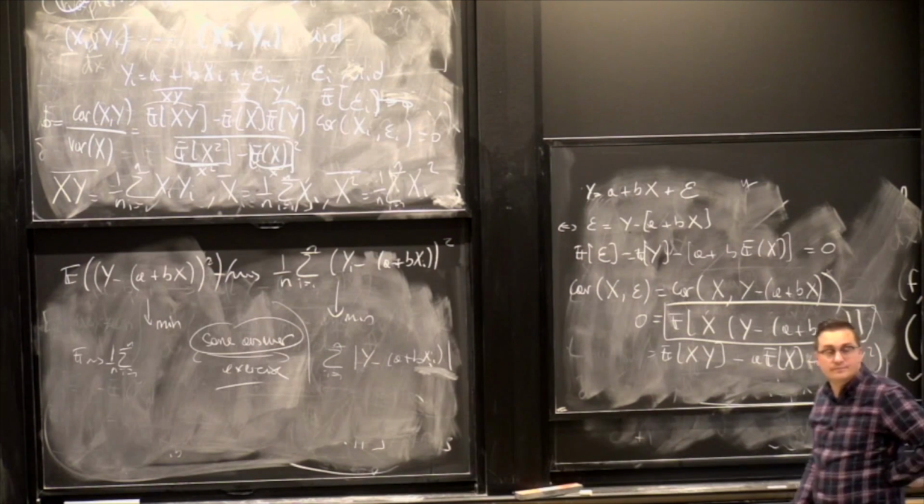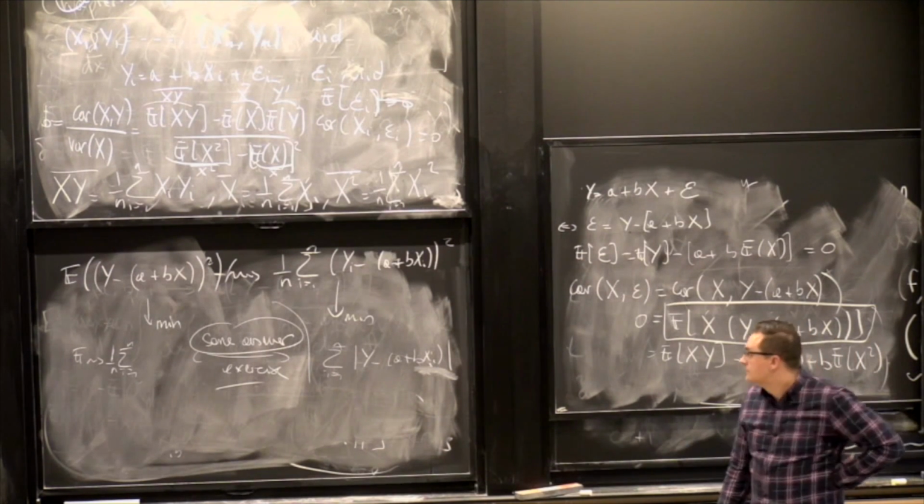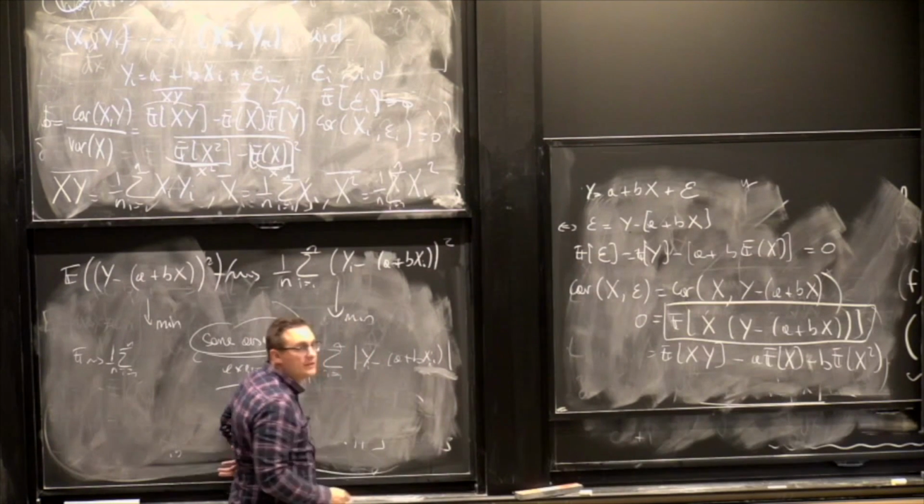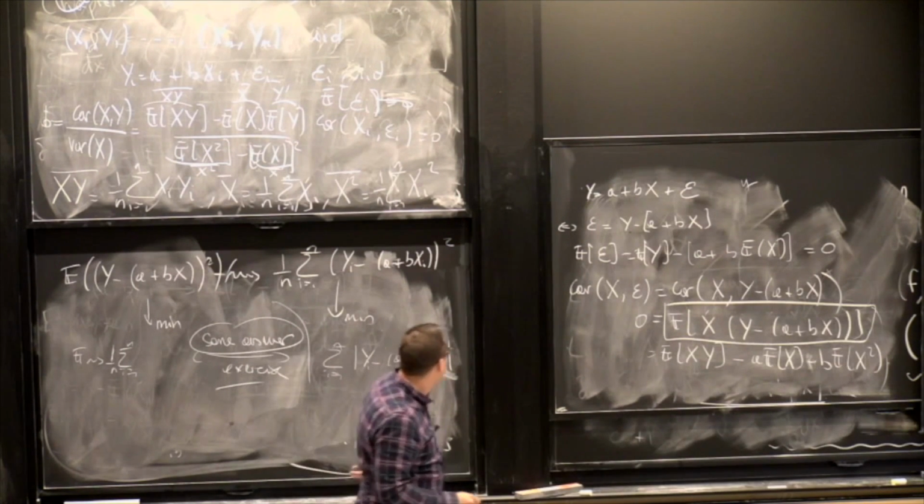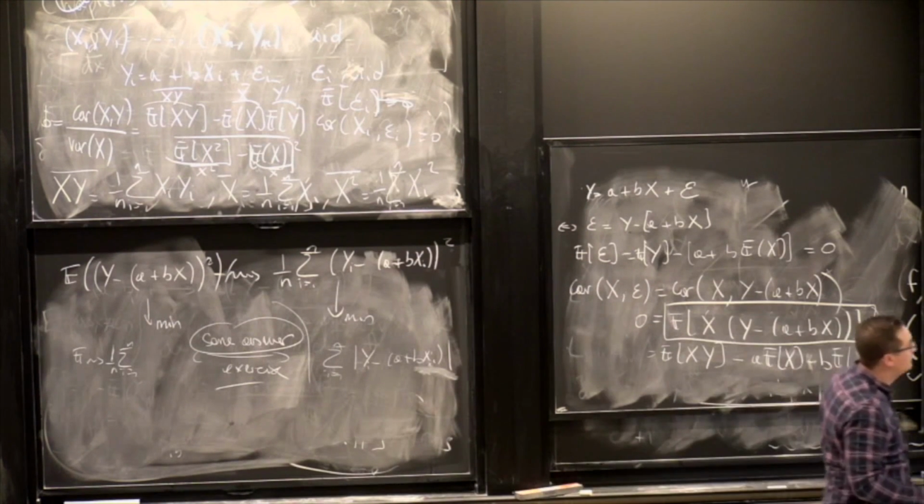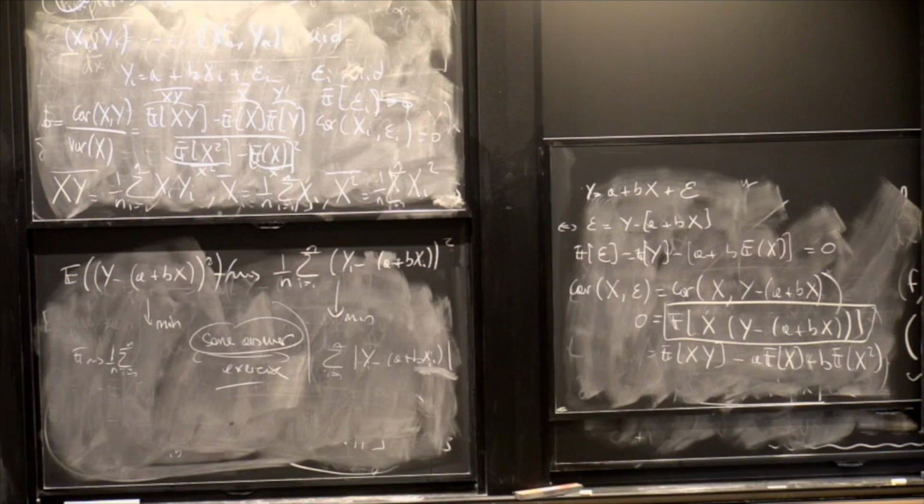The sum of the absolute values of y_i minus a plus b x_i. So it's the same except that I don't have the square here. Okay?